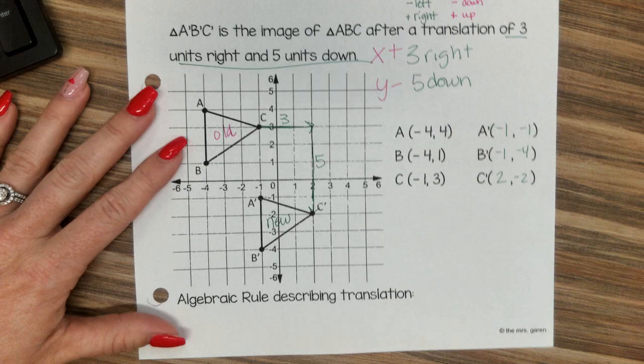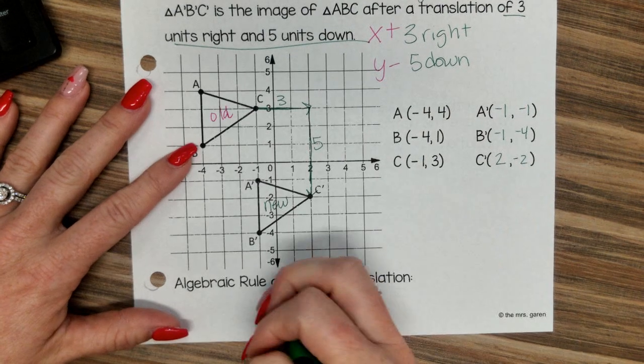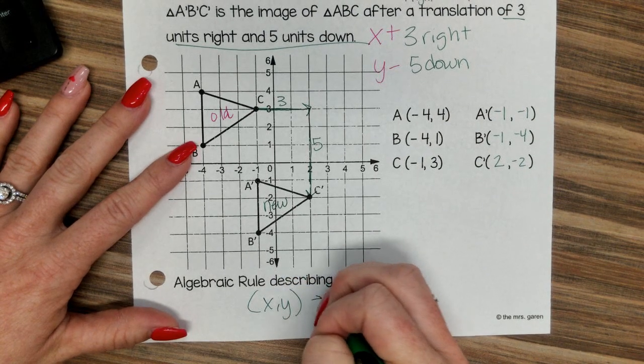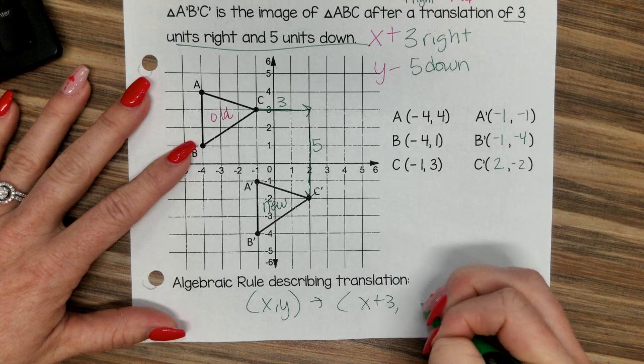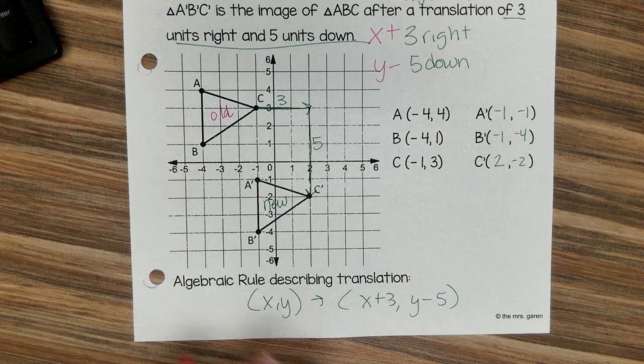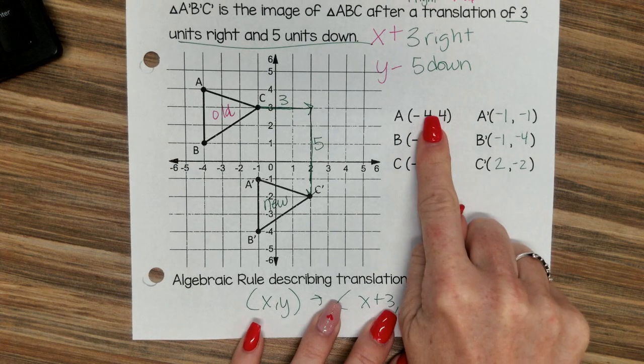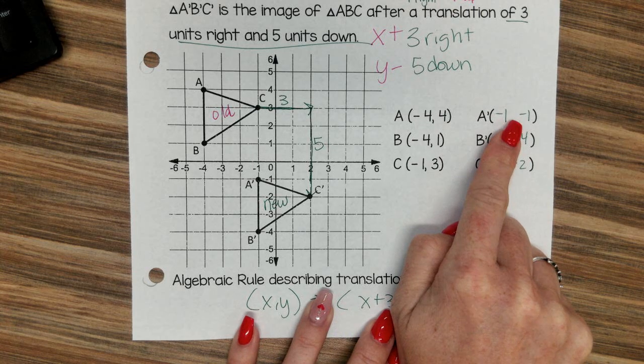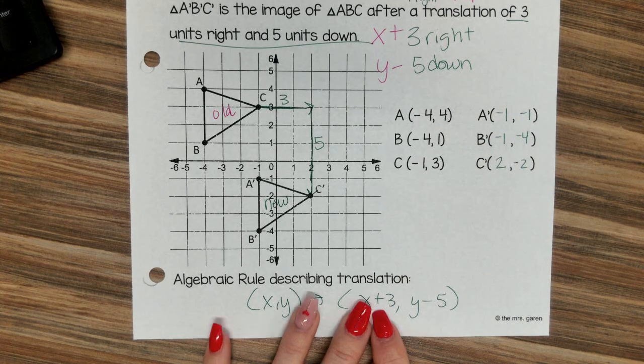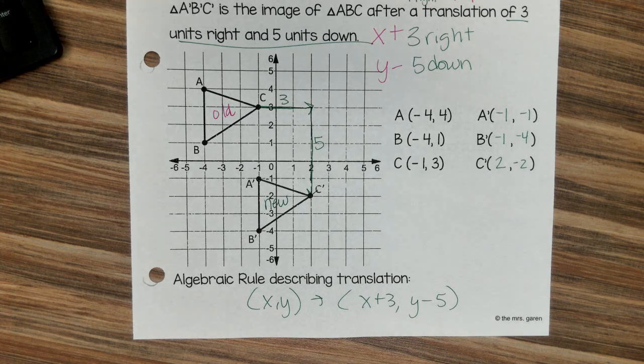All right, so now I write my rule. My rule says take my X and my Y and do X plus 3, Y minus 5. And that's what I was saying. To get from these coordinates to these coordinates, I was adding 3 to the X, subtracting 5 from the Y.